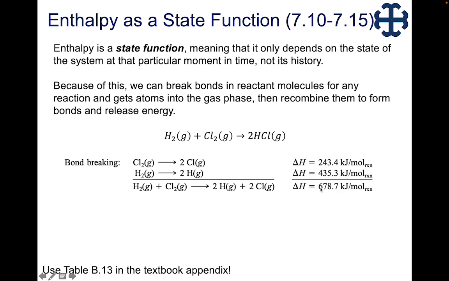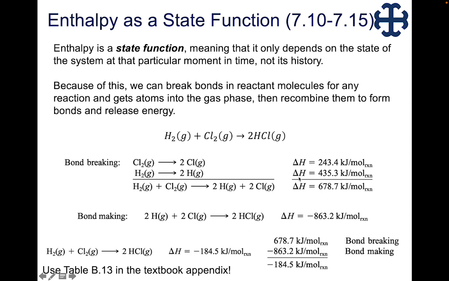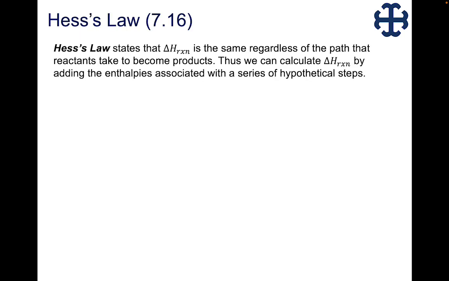So that is the total. And then when we are bond making, we release energy. So that is a negative value of kilojoules per mole. And then if we want to find the enthalpy of the reaction, we just add those two values together. We end up with our enthalpy of the reaction. Okay. So that's a quick review of thermochemistry.